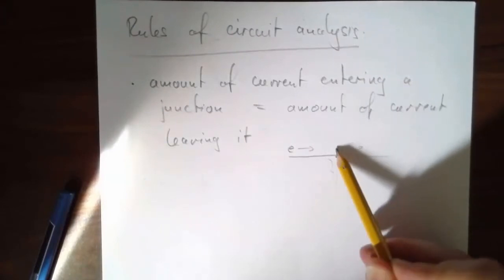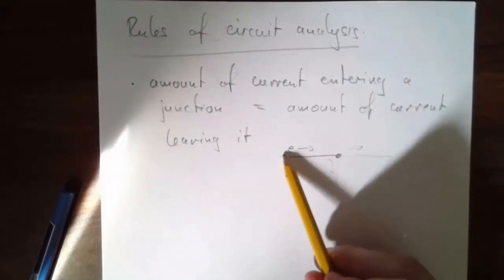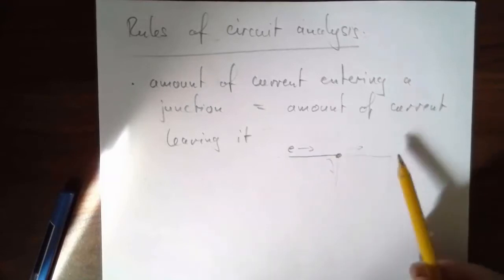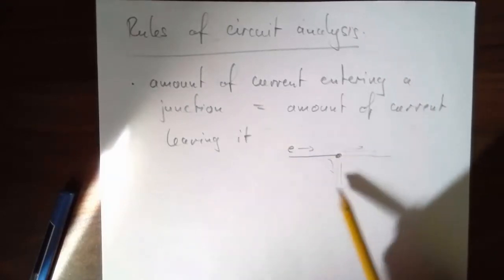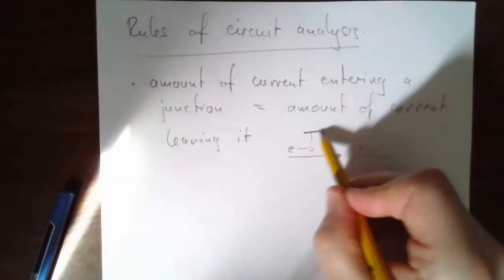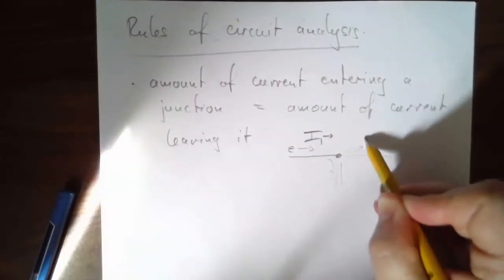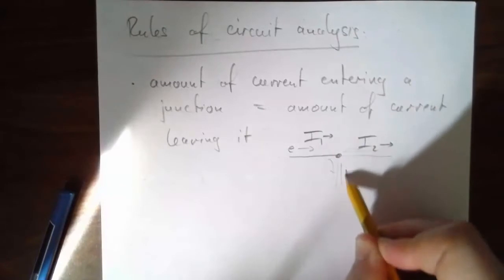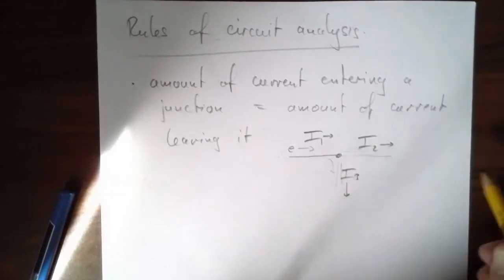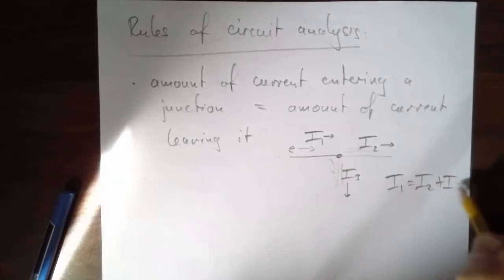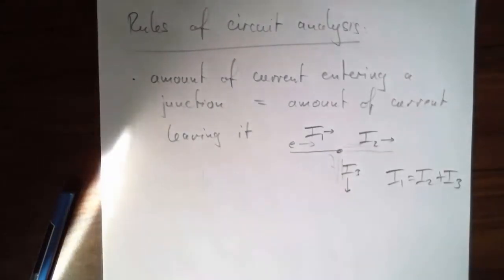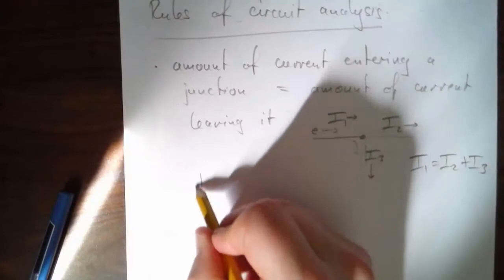Well, some of them might go this way, some of them might go this way, but if 12 electrons come along here every second, then 12 electrons are going to go out here and here together every second. So if, say, current I1 comes in, current I2 goes out this way, current I3 goes out this way, then I1 equals I2 plus I3. This is called the junction rule.